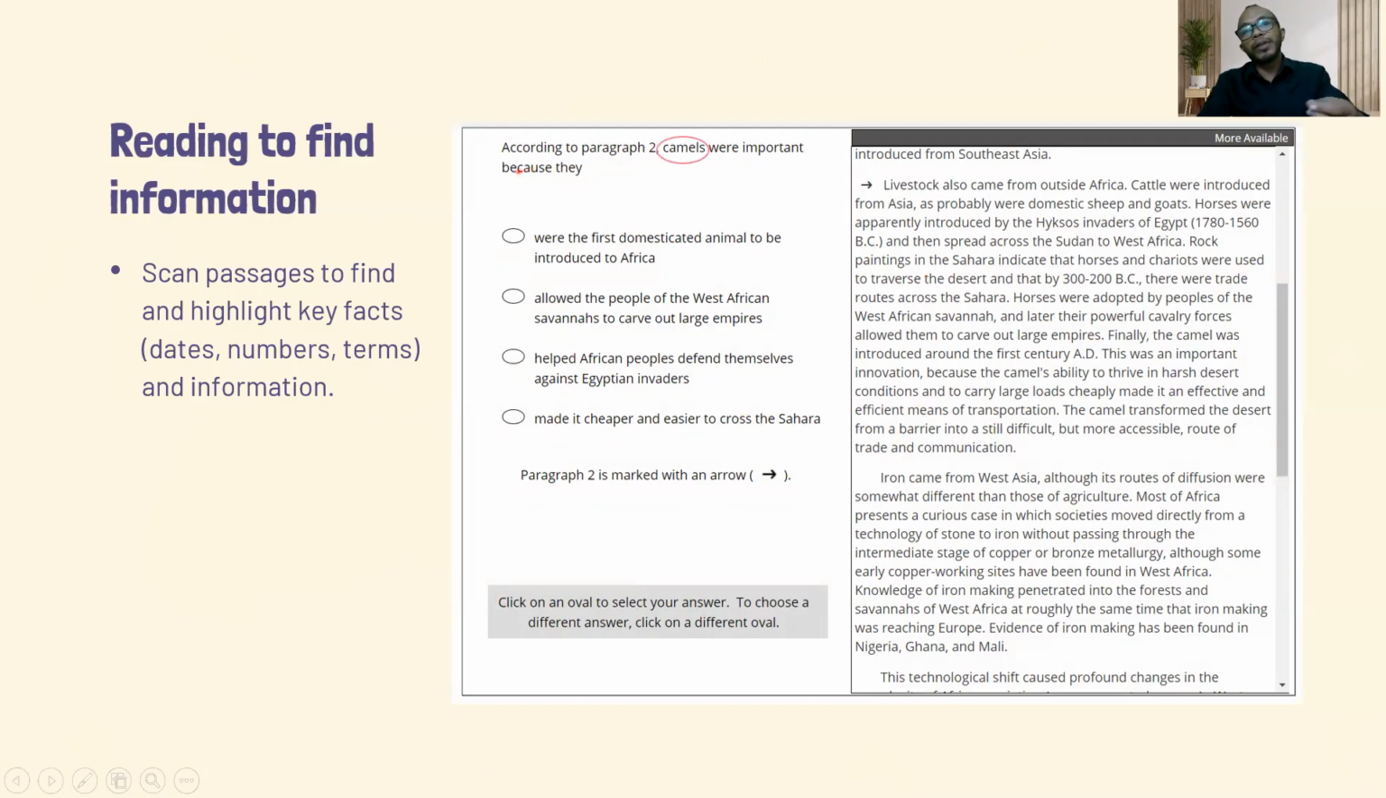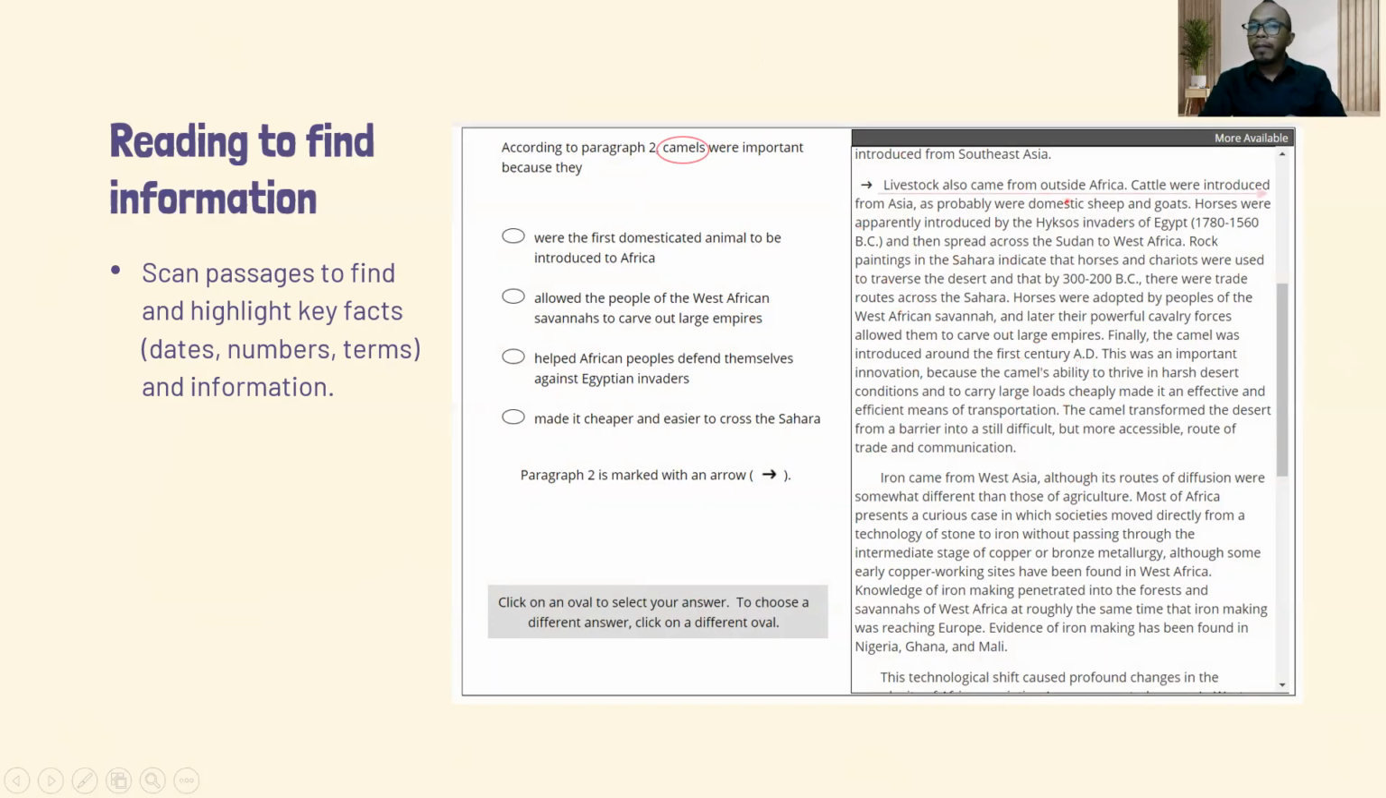So let's say you are trying to answer this question. So you need to find the specific information about camels, right? So camel will be the keyword. So you need to scan for camel, and that's where your scanning skill will be needed to locate the keyword in the question into the reading passage. So how do you do that? Well, it will look like this.